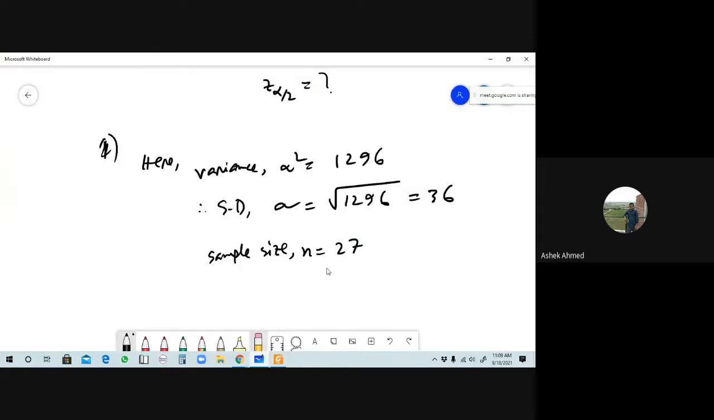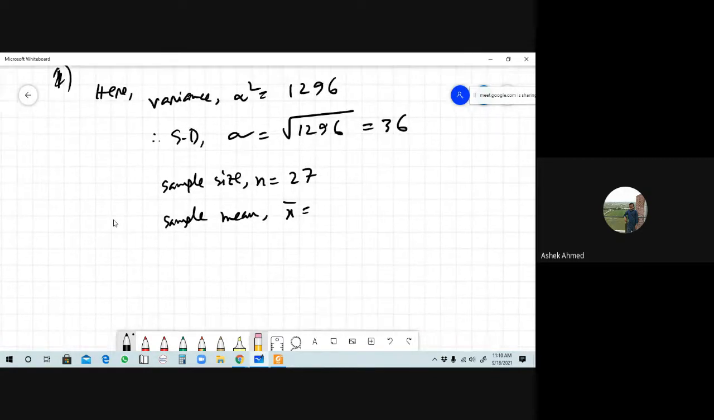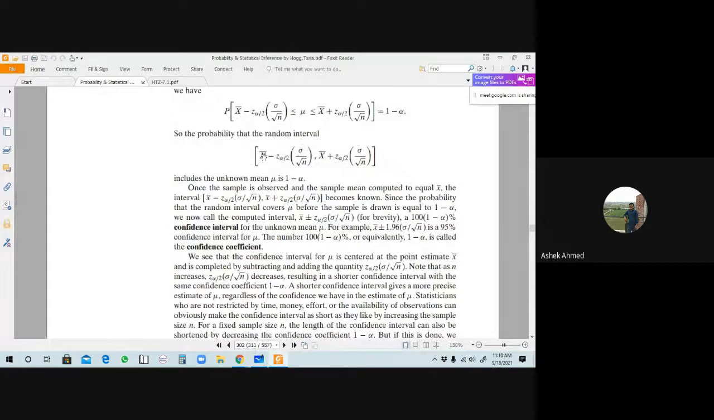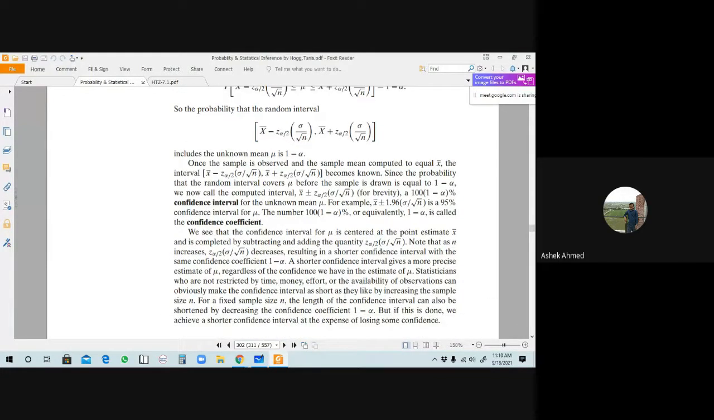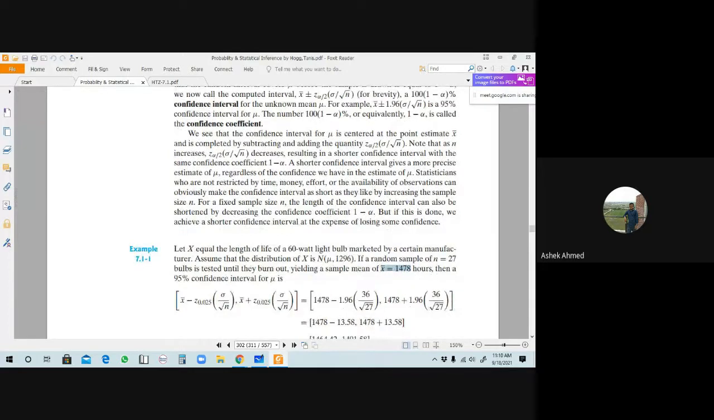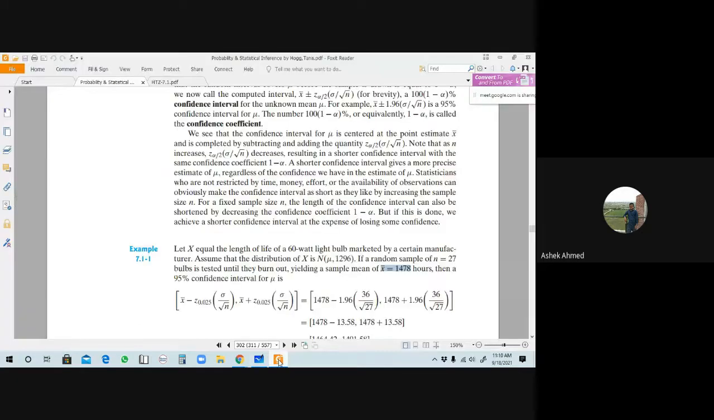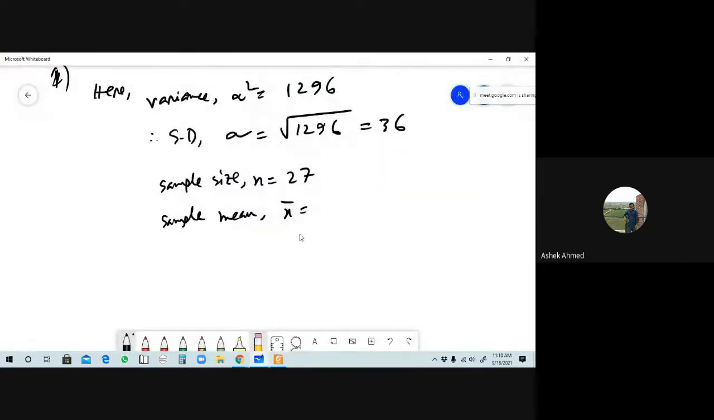This will be a sample mean, x bar. But for solving a problem, you have to write this capital X bar as a small x bar. Capital X bar, take a small x bar. So the value of x bar will be 1478.